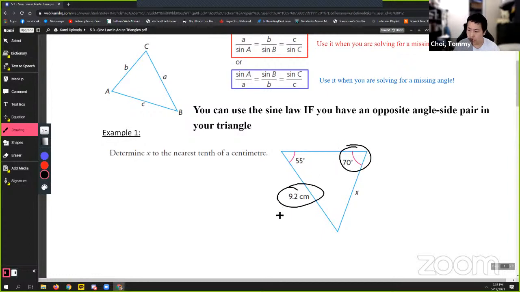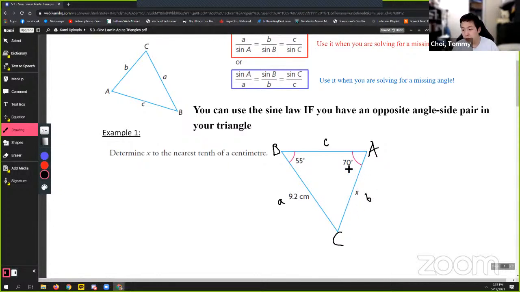The angle is 70, the side is 9.2. Notice how these are opposite angle side pairs. If I were to label this, if you like labeling it, feel free to do so. Then this would be small a, small b, small c. We have an opposite angle side pair. We know A and A, right? Done. So that allows us to use sine law. And you'll notice we have angle B, and we can solve for side B, which we have as x.